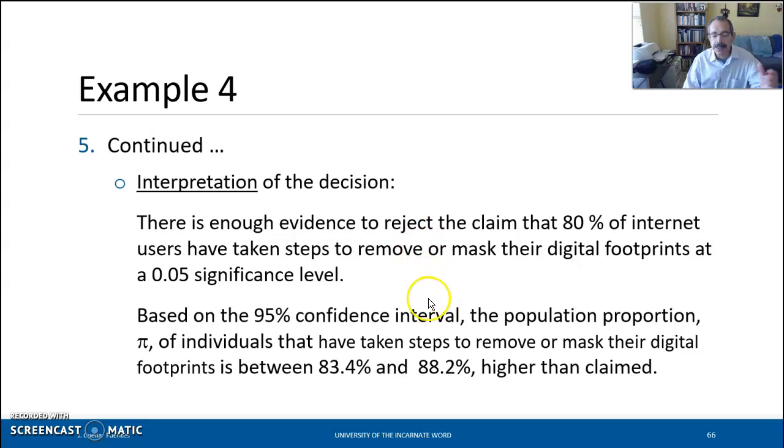All right, so you can see that we can connect problems where we ask you to test a hypothesis and then ask you to calculate a confidence interval and explain both.